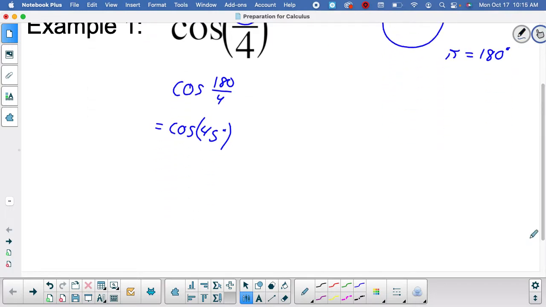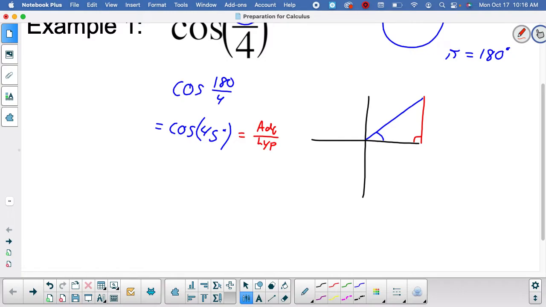Now, the next question is, how do I evaluate this? Well, if we remember the unit circle, a 45-degree angle is right here in the first quadrant. I know all these trig ratios come from right triangles. Sorry, I'm struggling this morning. Cosine is the ratio of the adjacent over the hypotenuse.